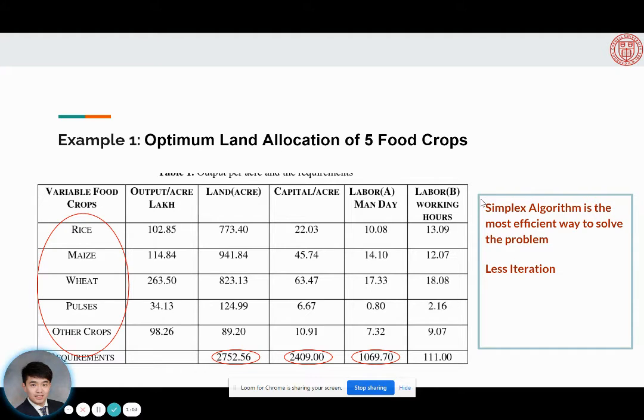The example shows that LP can help farmers determine how to increase the production of crop per unit, which is extremely beneficial for a developing country like India.